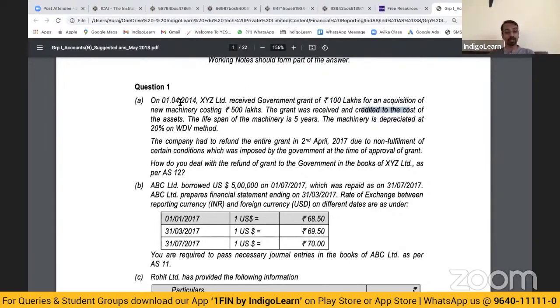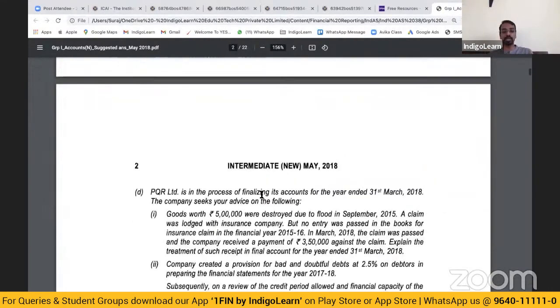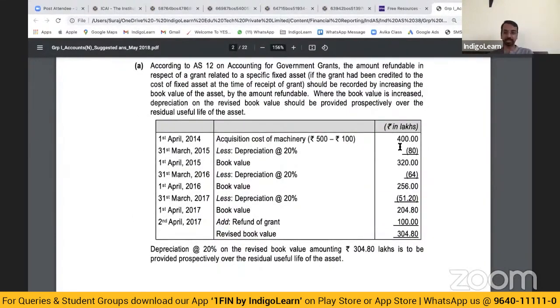20% depreciation for first year. So 400 multiplied by 20% makes it 80 lakhs for the first year. In the second year, it will be 64 lakhs. How 64? Because 80 into 80%, 64. Then 64 into 1st April 14. So 31st March 15, 31st March 16, and 31st March 17. You have to calculate depreciation for 3 years.